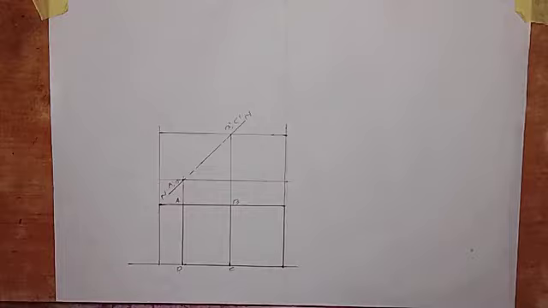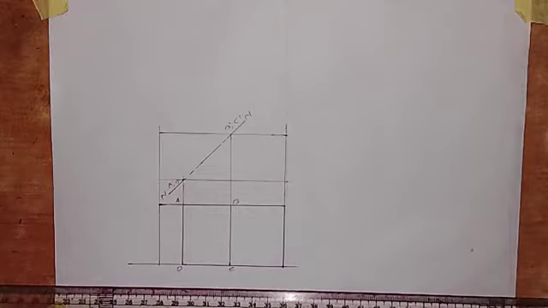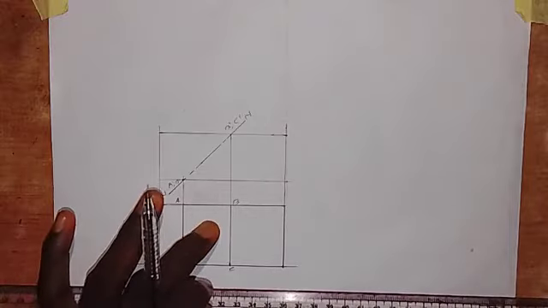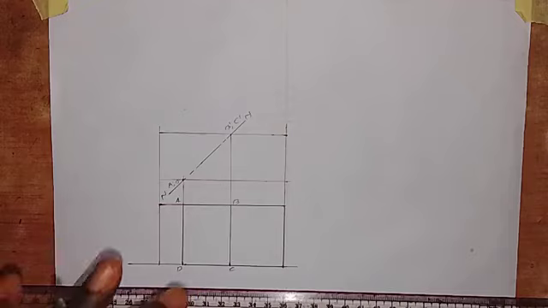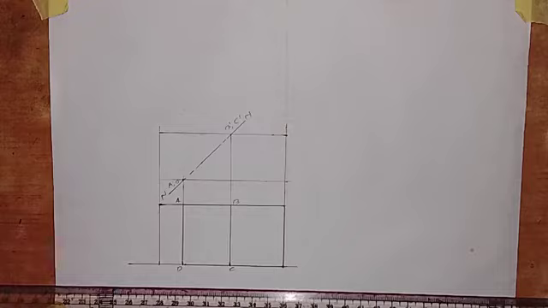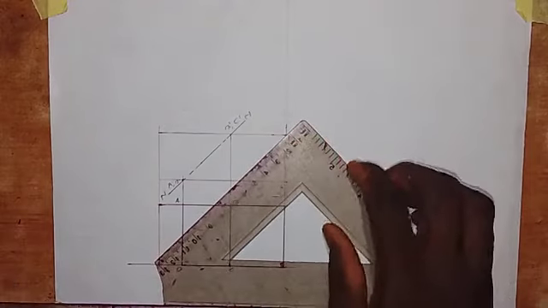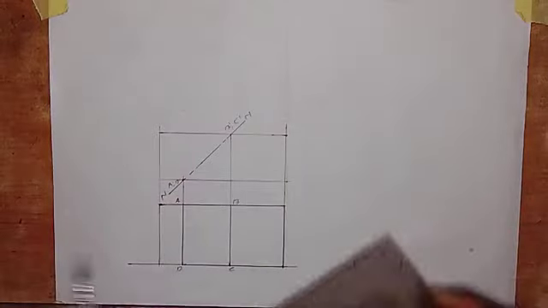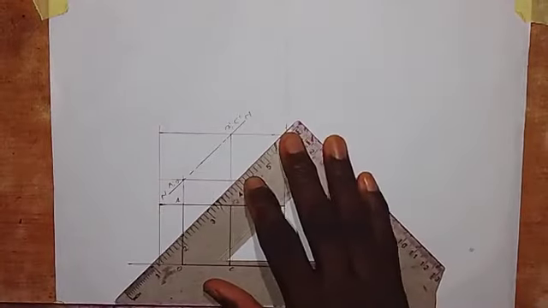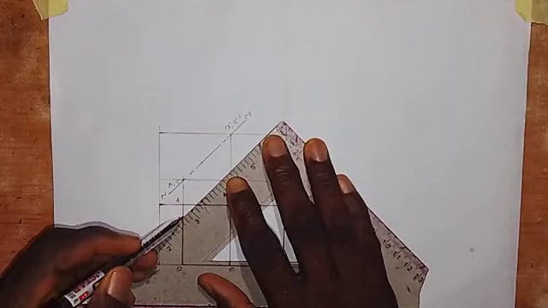To show that roughness, we are going to draw arching lines within this surface here, using a 45 degrees set square. The arching lines are drawn at an angle of 45 degrees to the horizontal, and they are to be equally spaced, as you are going to see how I'm going to do it here. With my 45 degrees set square, we are going to hash this surface. So look at how I'm going to do it here.